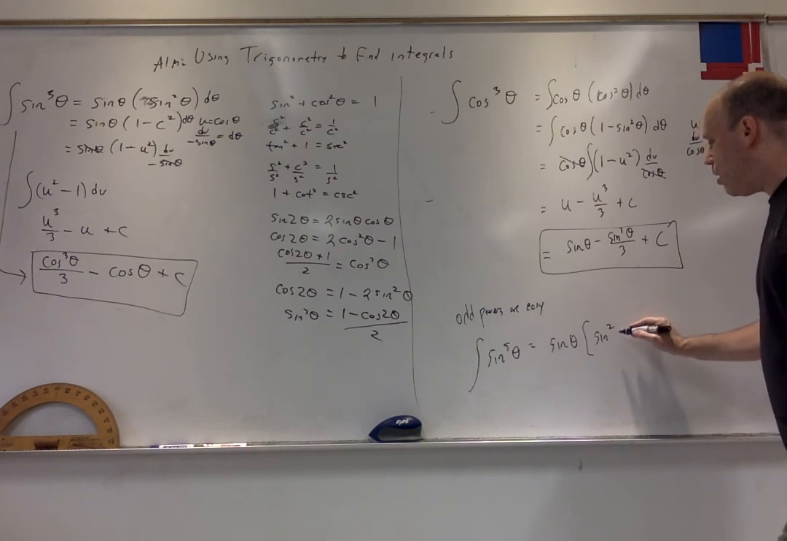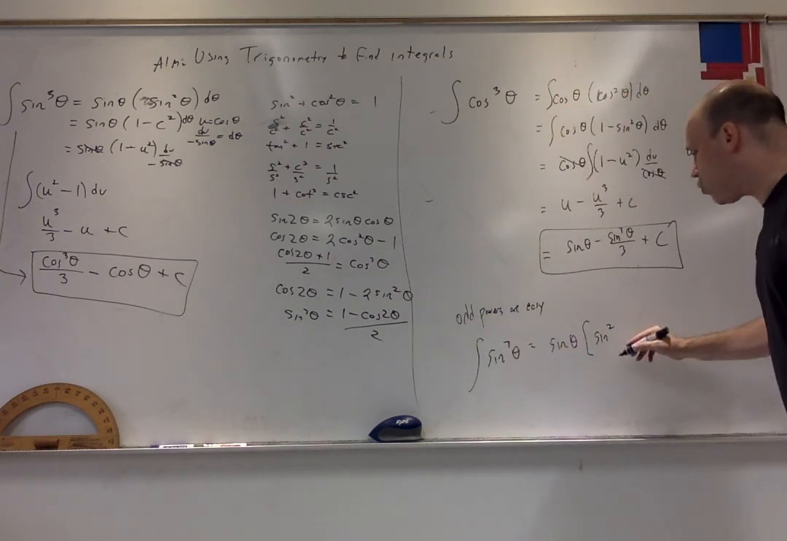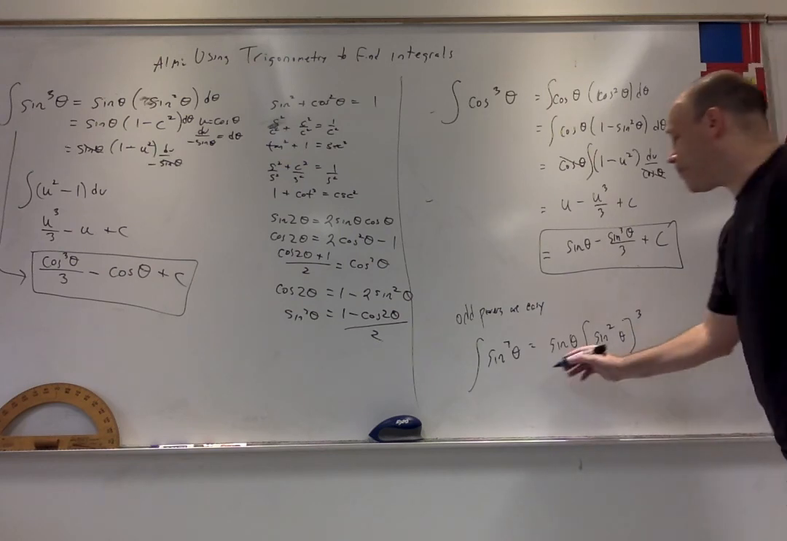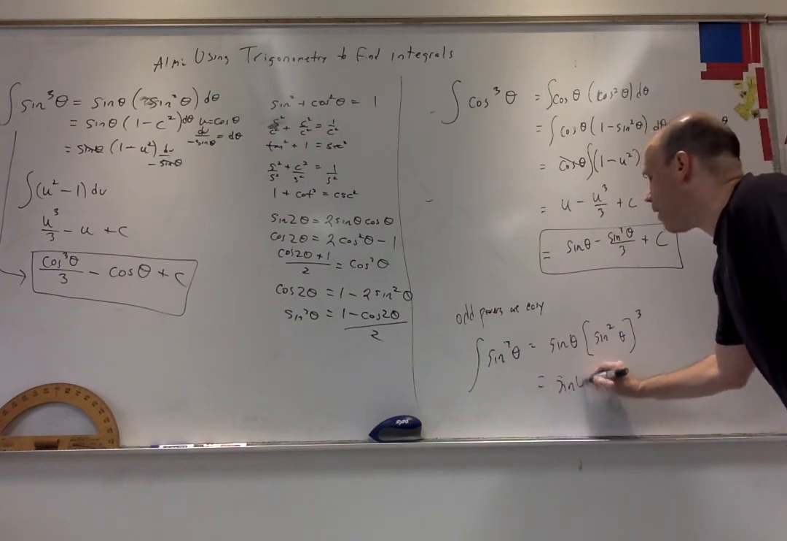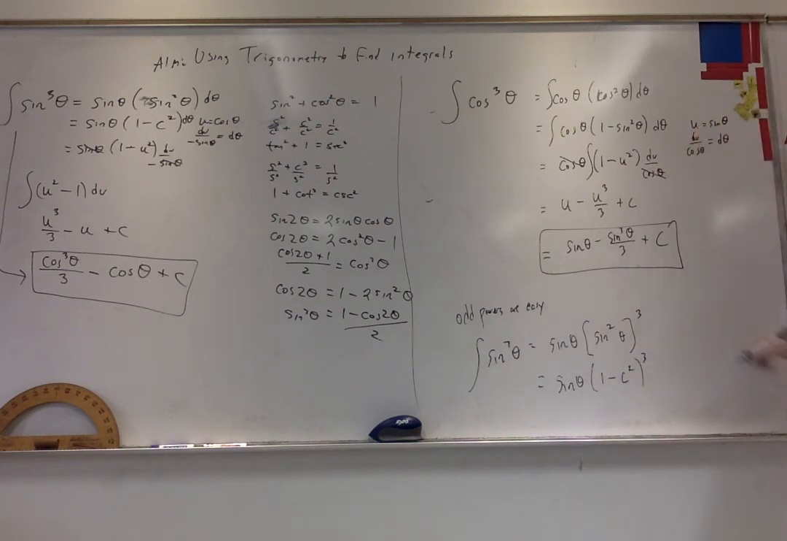Let's do sine to the 7th. So I can do sine squared to the third, right? And I can do the same technique. So I have sine theta times 1 minus cosine squared to the third. I can do the substitution. So after the substitution, I'm left with 1 minus u squared to the third power. And that starts to get a little ugly.